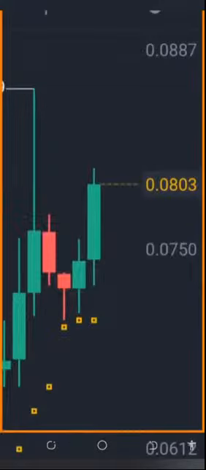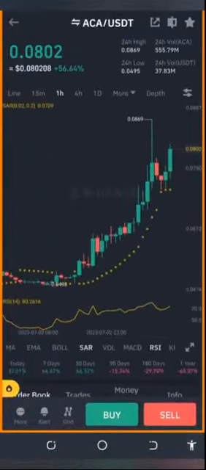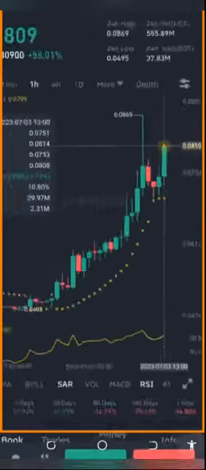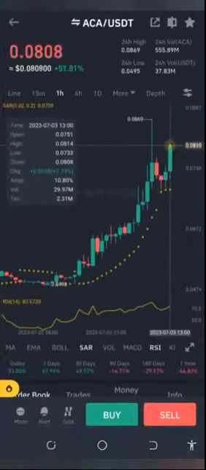Oh my God, can you see this? Let me show you again. It hit 0.809 right before your eyes. Oh my God, what did it hit up to? It hit up to 0.810. This is pumping. You've got to get into this.